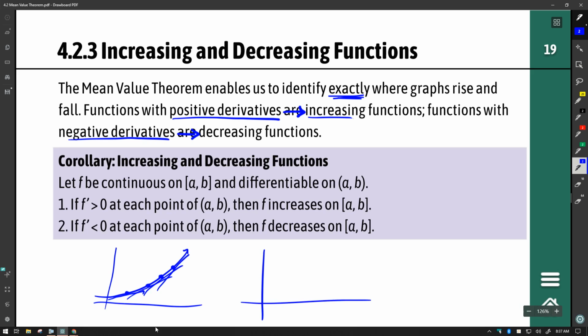For a decreasing function, let's look at it the other way. Pick a point, check out the tangent line, estimate its slope, that's negative. Pick another point, sketch in a tangent line, estimate the slope, yeah, that's going to be another negative value. So big takeaway here. If f prime is positive, then f increases. If f prime is negative, then f decreases. There's a lot we can do with that.